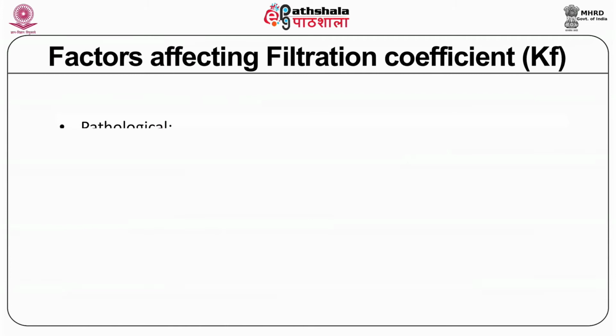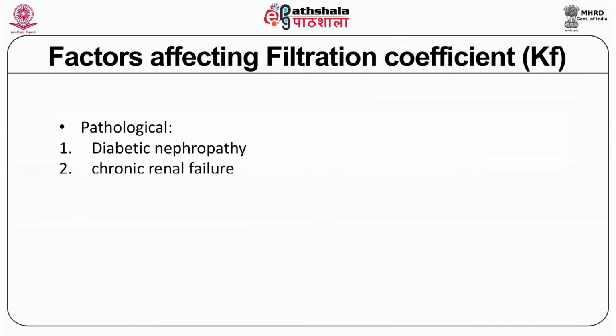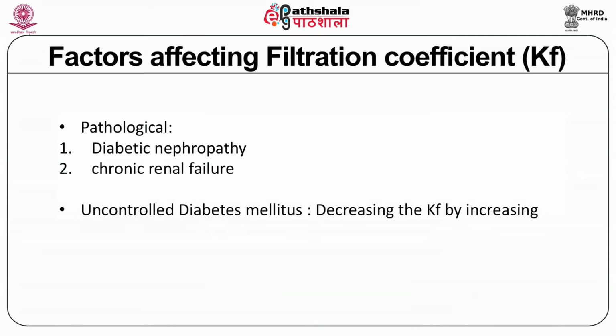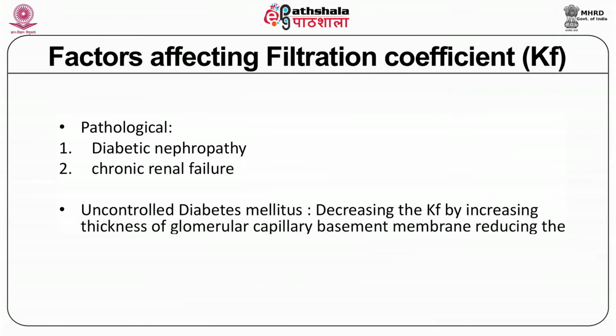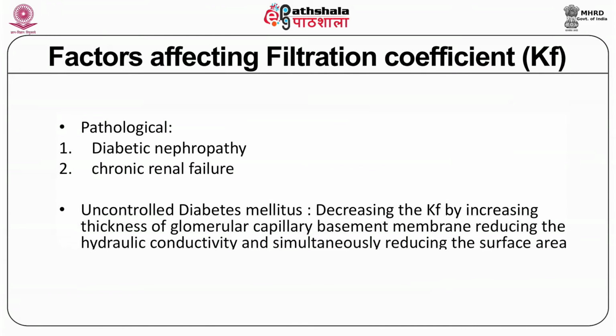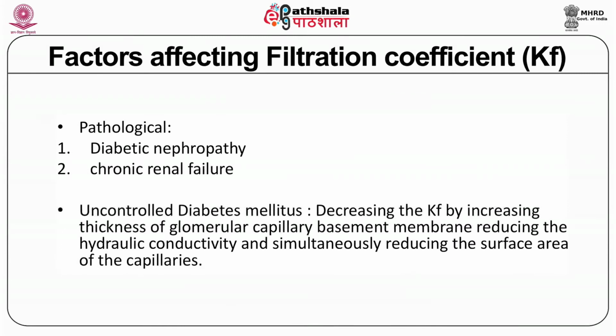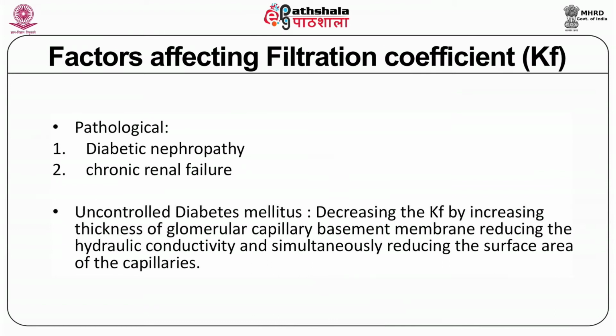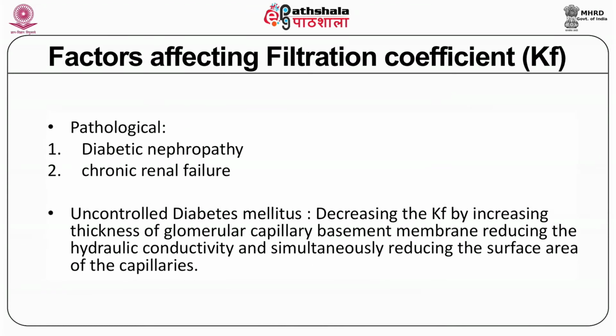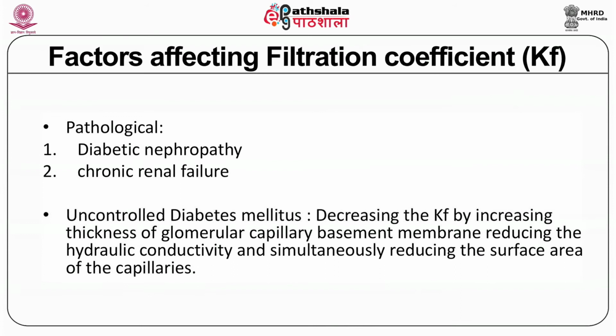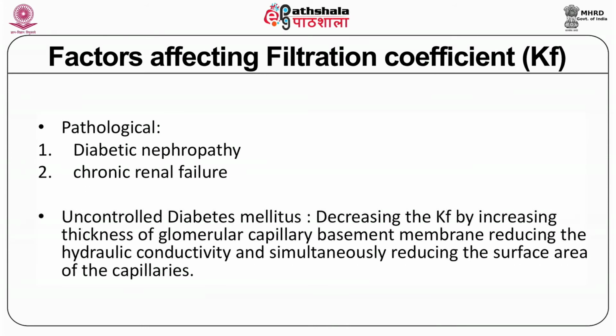Now, pathologically, there are disorders of the glomerular filtration barrier function, for example, diabetic nephropathy and chronic renal failure. For example, uncontrolled diabetes mellitus can affect the filtration coefficient, that is Kf, of the kidneys by slowly decreasing it, by increasing the thickness of the glomerular capillary basement membrane, reducing the hydraulic conductivity and simultaneously reducing the surface area of the capillaries also.